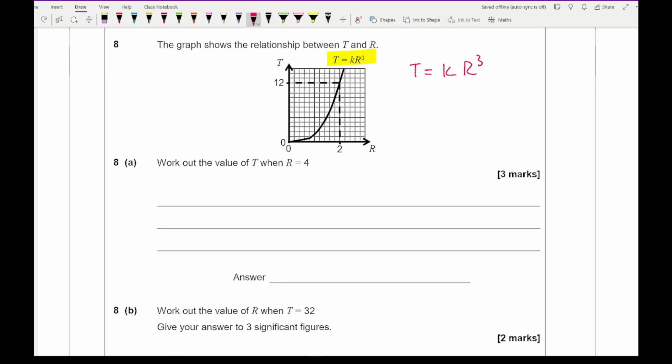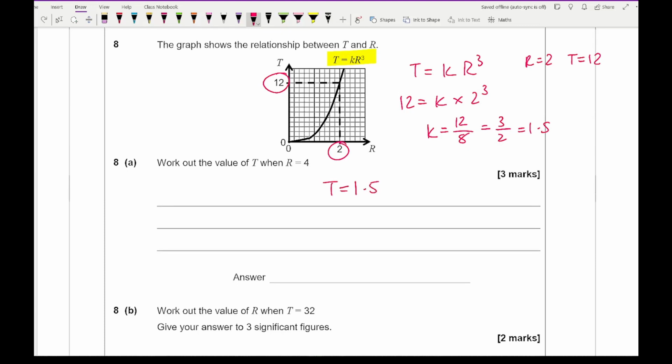Now what I need to do is find two values, which I've got from the graph. So when r equals 2, t equals 12. So substituting those into the formula, I get 12 equals k times 2 cubed. So k equals 12 over 8, which gives me 3 over 2, which is 1.5. So that means the formula is t equals 1.5 times r cubed. Then if I substitute r equals 4 into it, t equals 1.5 times 4 cubed. Type that into my calculator, I get an answer of 96.